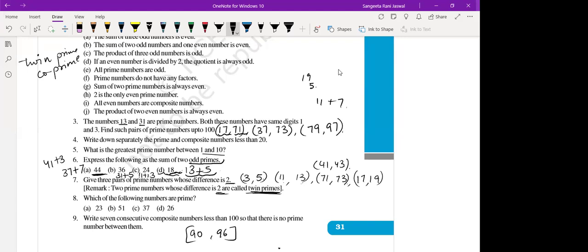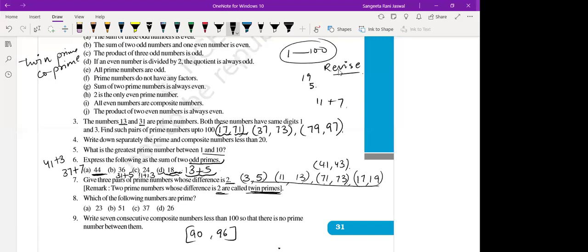So 41 and 43. So for quick answering, you should know these things. These are very common and basic facts about prime numbers. 71, 73, 17, 19. All these things will quickly come to your mind only when you know the prime numbers. You should know all prime numbers between 1 to 100. Will you learn that today? And even if you know beforehand, you should revise it. Then only you can give the quick, prompt answers. Okay?